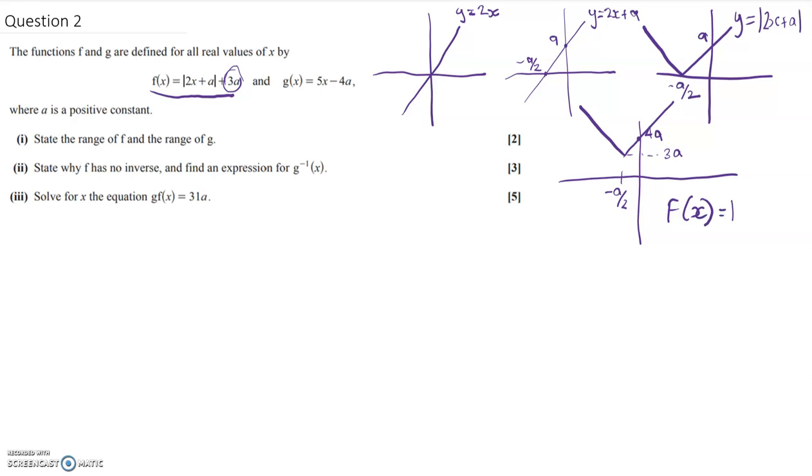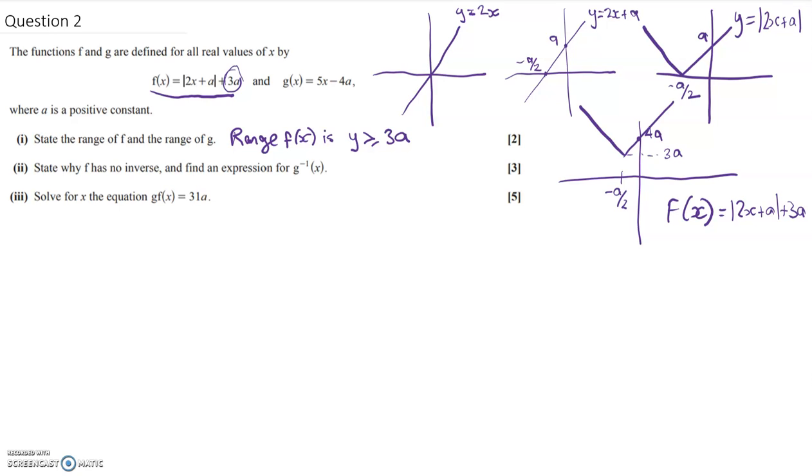Now, what they want to know is the range. So what they want to know is the possible y values that exist for this graph. And you can see that you don't have any y values below 3a, only at 3a and above. So I can say that the range of f(x) is anything above and including y equals 3a. Okay, so that's the first graph.